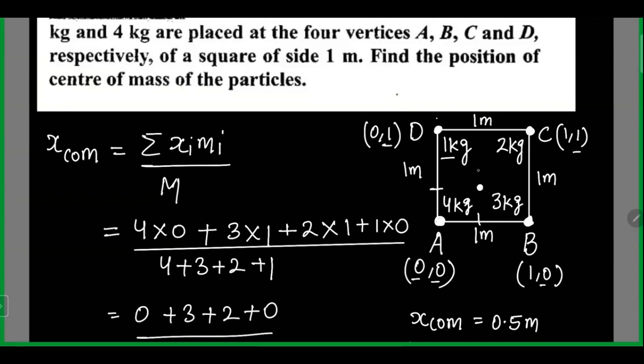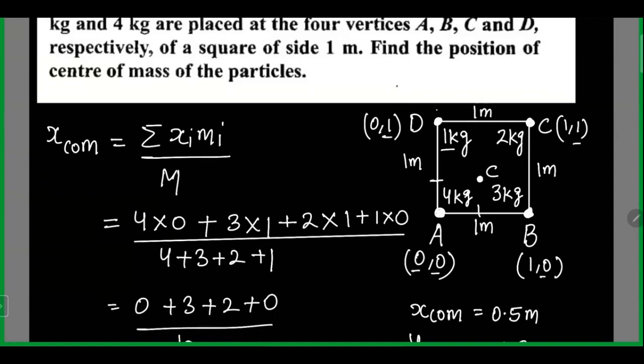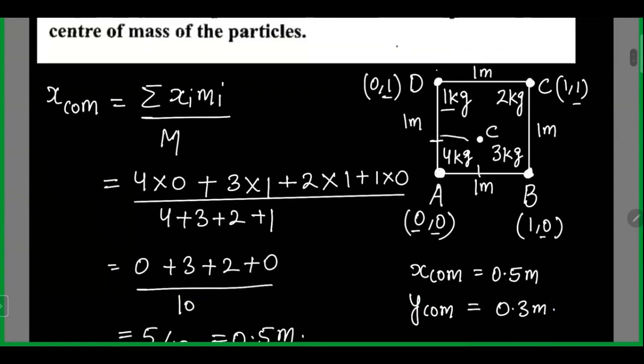So this is your center of mass. You can clearly see that your center of mass is close to the heavy side. Your lower side is heavier because the lower side has 7 kg mass and the upper side has 3 kg mass. So always remember, whenever you have a body which has a non-uniform mass distribution, your center of mass is always close to the heavy side and away from the lighter side.